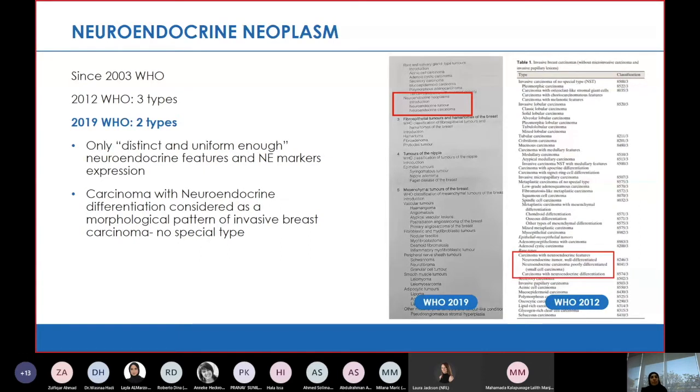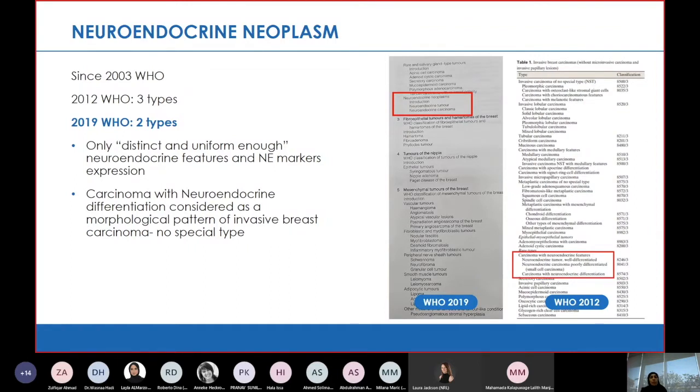So what they decided is to keep neuroendocrine neoplasm as a distinct entity in the 5th edition, but of the subtypes underneath it, they decided to keep only, and this is the exact terminology and statement used in WHO, those with distinct and uniform enough neuroendocrine features and neuroendocrine marker expression. Now you will ask me, what does this mean? To me, this means that it should look like either what we call carcinoid tumor or atypical carcinoid tumor in other organs, or small cell carcinoma with diffuse neuroendocrine marker expression.